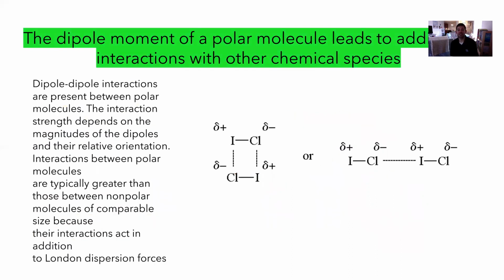Now we're looking at how the dipole moments of a polar molecule lead to additional interactions with other chemical species. So the same topic, but we're thinking about dipole-dipole interactions. These are present between polar molecules, so two polar molecules. The interaction strength depends on the magnitudes of the dipoles and their relative orientation. Interactions between polar molecules are typically greater than those between nonpolar molecules of comparable size because their interactions act in addition to the London dispersion forces.